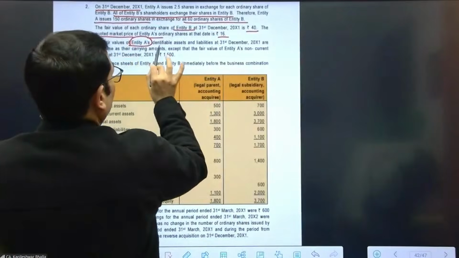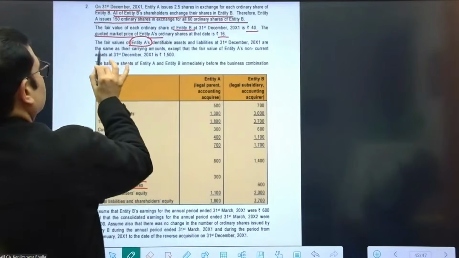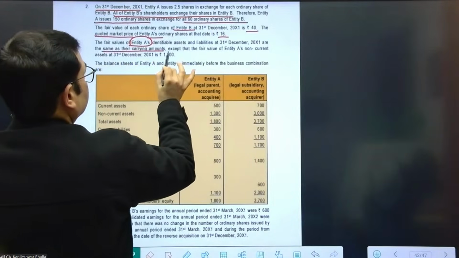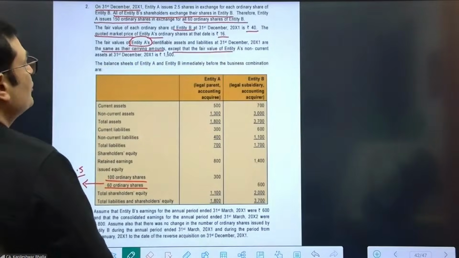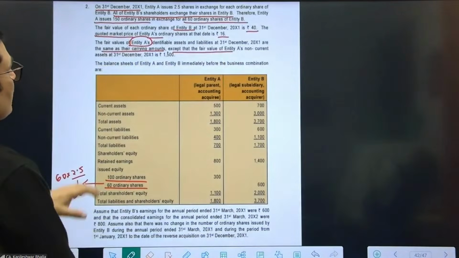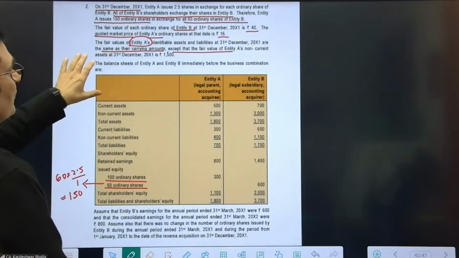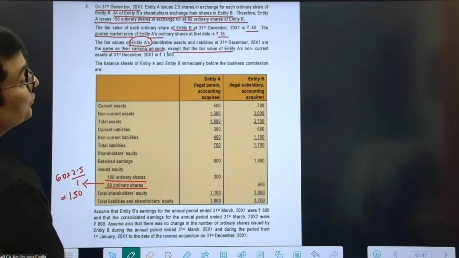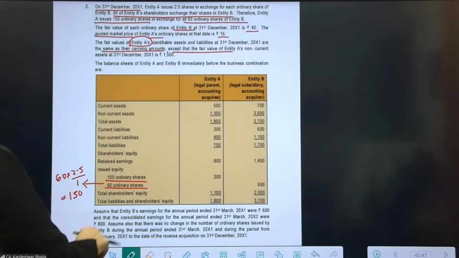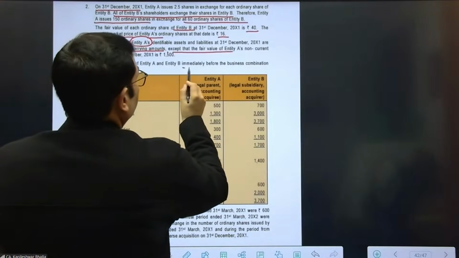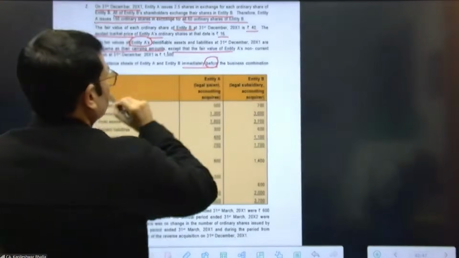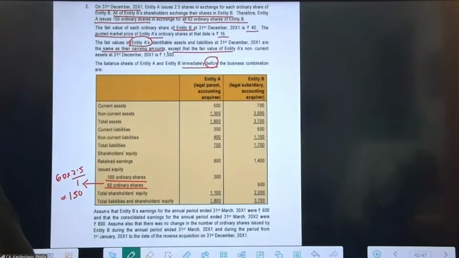So he says the fair value of A's assets and liabilities are the same as the carrying amount, except the fair value of the non-current assets is given. So everything has got the same book value and fair value, except, you can say, the non-current assets. The balance sheet of A and B immediately before the business combination is given. So this is without incorporating the acquisition accounting.